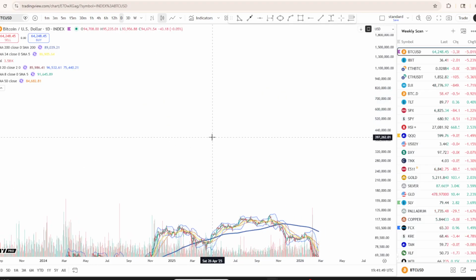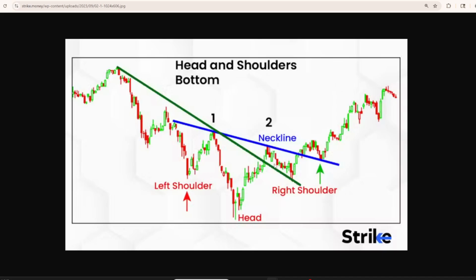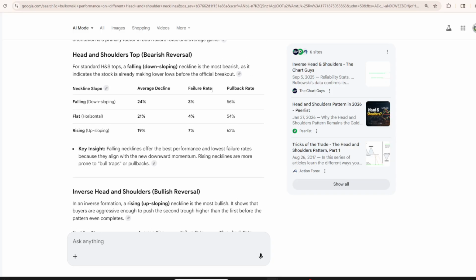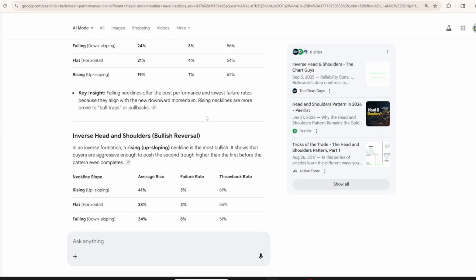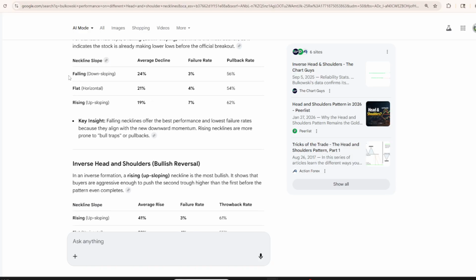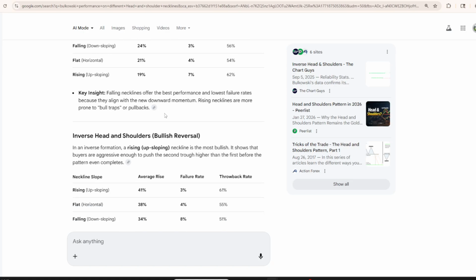So there are differences in the head and shoulders pattern with how the neck baselines form. This one worked out pretty well, but you would have liked to have seen a higher right shoulder and a rising neck base to have even more confidence in this reversal. So here's just a specific video on the head and shoulders top and bottom with a different performance of neck baselines: falling, horizontal, and upsloping.